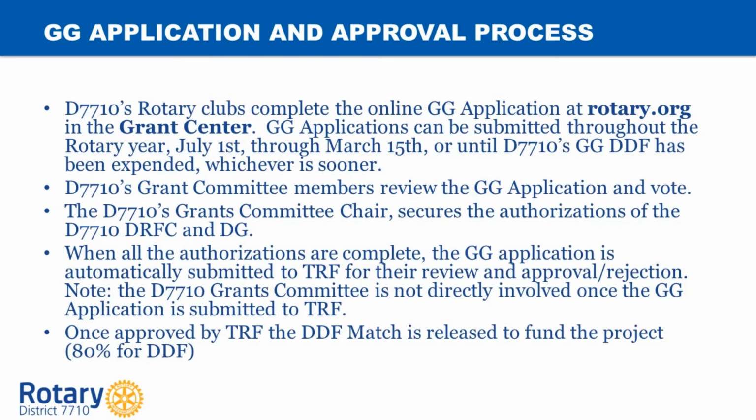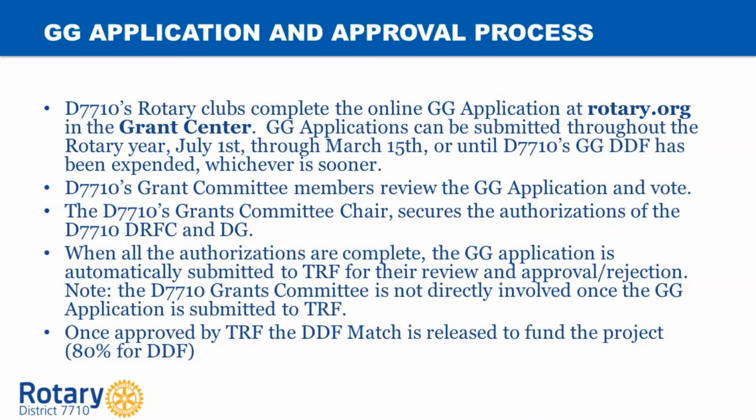What is the application and approval process for global grants? Qualified clubs that are current on all their grant-related reporting requirements can complete the online global grant application available in the Grant Center on the Rotary website, rotary.org. The process of completing all information requirements for the online application is time-consuming and can take weeks, often months, to complete the draft submission. The submission can be done at any time during the Rotary year.